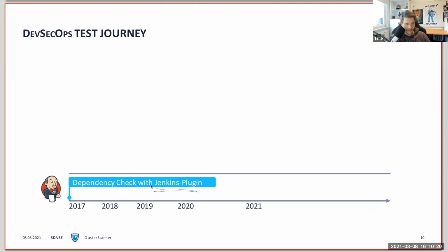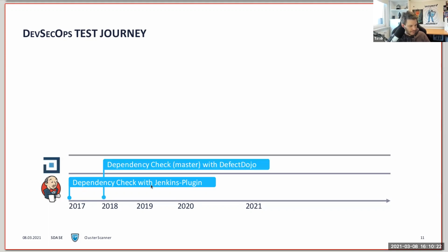That has some issues. For example, you can't accept a specific vulnerability in the Jenkins plugin. You always have to raise the threshold in case you want to accept the vulnerability so that it doesn't get reported anymore. So that is not nice. So then we used Defect Dojo. To do that, we were scanning the master branch.